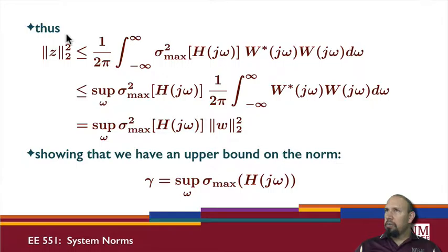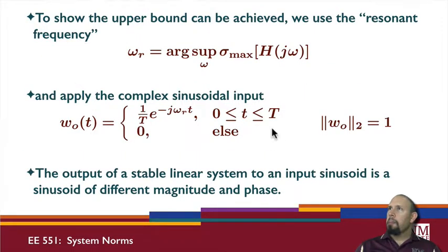That this gives equality here. So we can do this using the so-called resonant frequency. So the resonant frequency is the frequency at which the system has the largest response. Okay, so the largest singular value of the transfer function of omega.